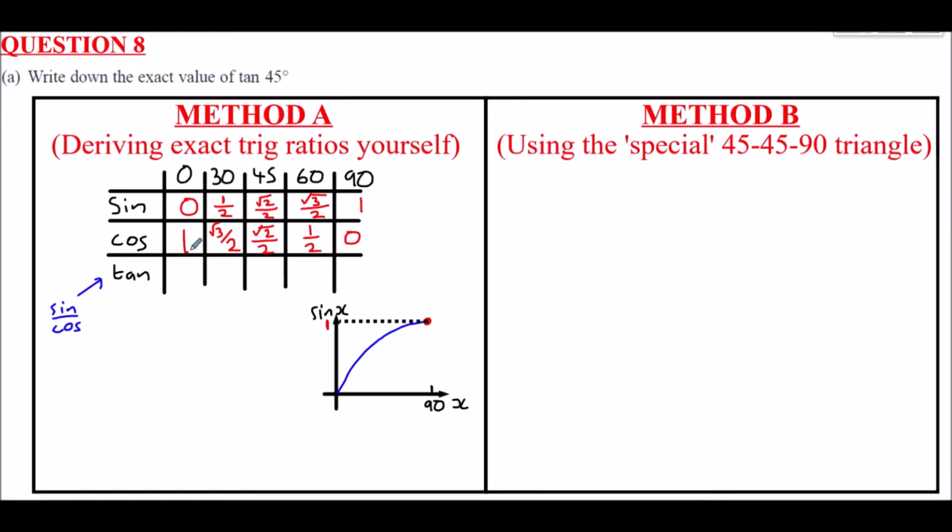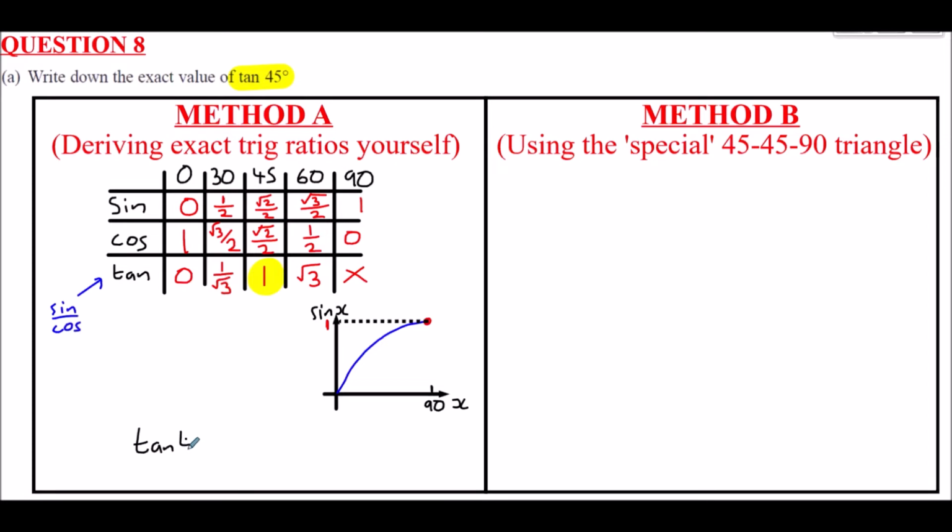So the first one, 0 divided by 1 is 0. This one here, a half divided by root 3 over 2, that just gives us 1 over root 3. This one, for 45 degrees, root 2 over 2 divided by the same thing. Anything divided by itself gives us 1. This one, root 3 over 2 divided by a half is the same as root 3 over 2 multiplied by 2. That gives us root 3. And this one, 1 divided by 0 is undefined, so we'll leave that one out. But ultimately, we want tan 45, which is 1. So therefore, we just say tan 45 is 1.